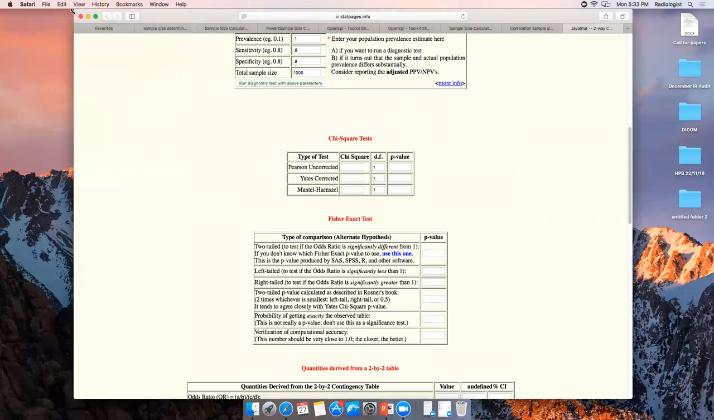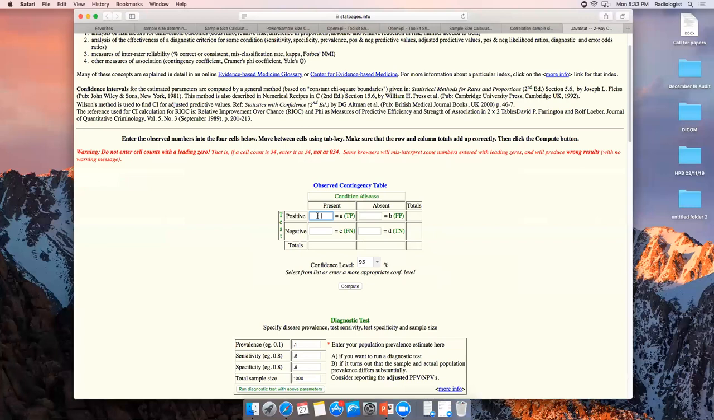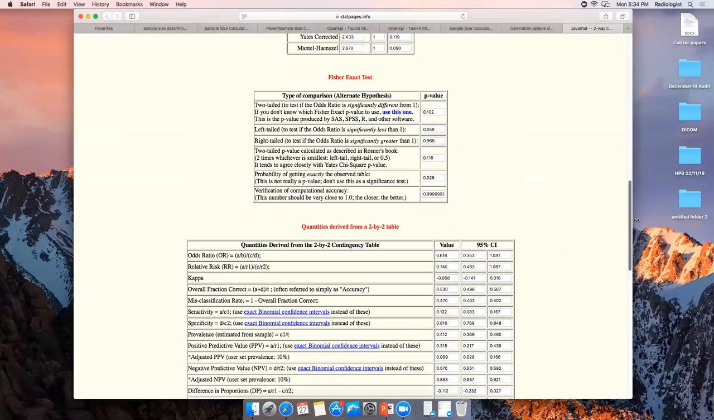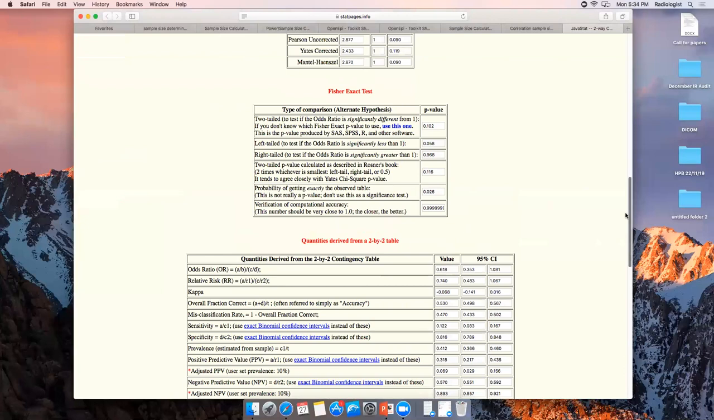So for example, if I'm comparing KPH, don't worry about positive and negative. You can just put in the words KPH and UE, and I put 21 here, whatever I'm studying, and 45 here, and here I put 151, and I put 200 here, and then I say calculate. Depending on what I want to compute, it will give you all kinds of results: odds ratios, sensitivity, specificity, chi-square values, p-values.